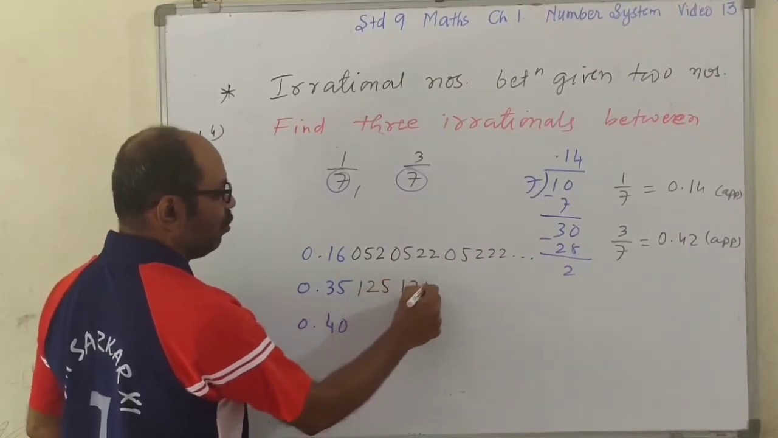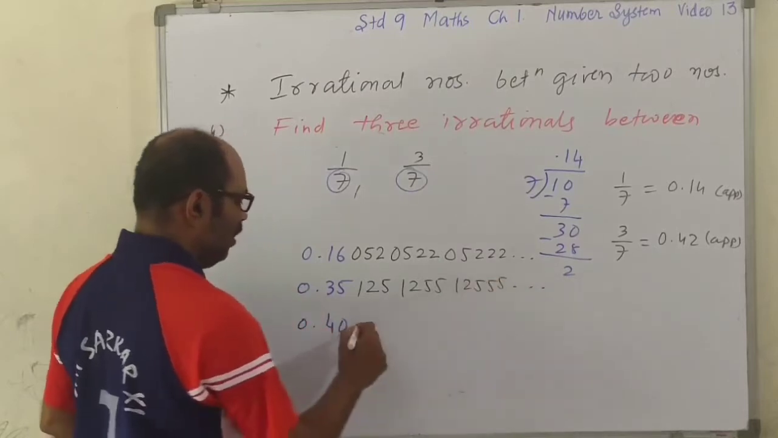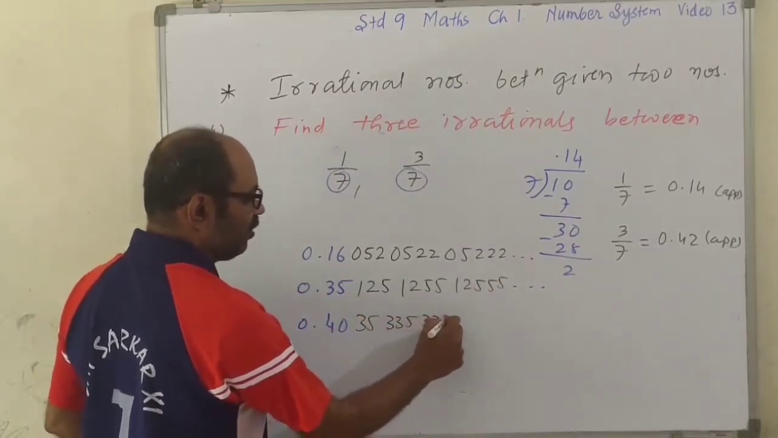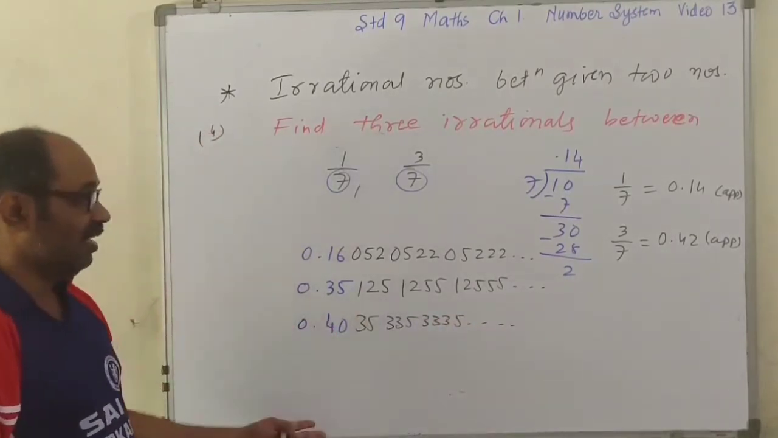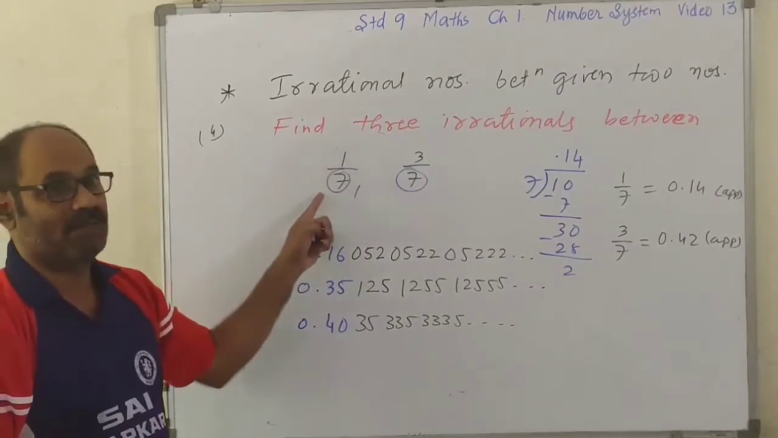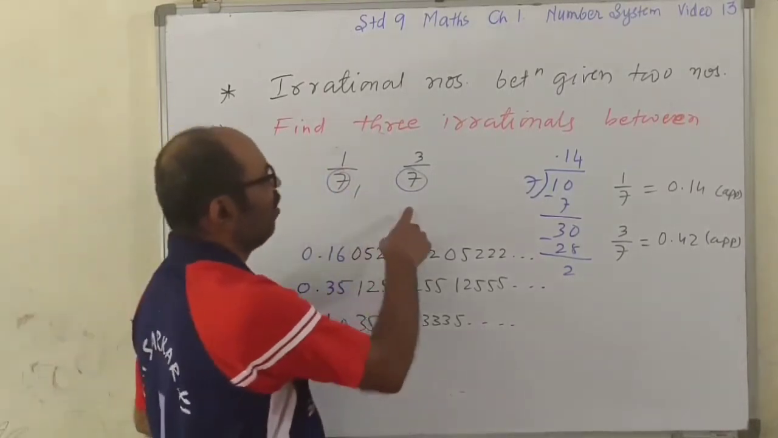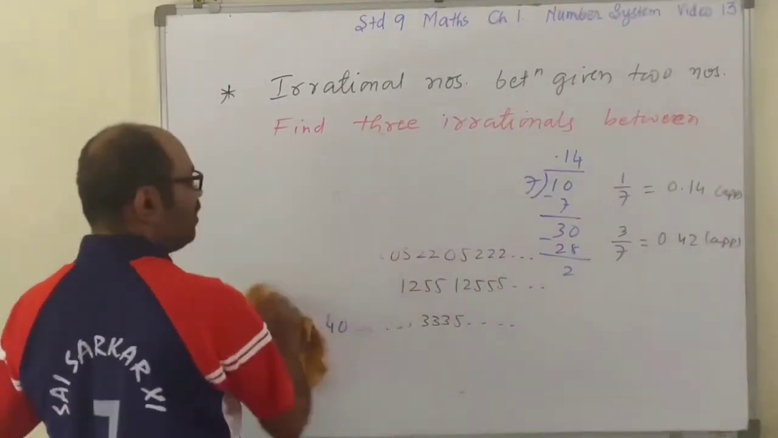125, 1255, 12555 dot dot dot. 35, 335, 3335. Anything, that's how you can write, children. So these are three irrational numbers between 1 upon 7 and 3 upon 7. Children, okay. One more we'll see.